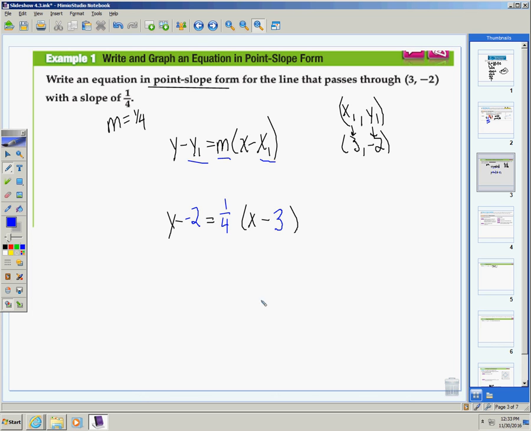The only thing I would say to do is simplify this y minus negative 2. Subtracting a negative is the same thing as adding a positive. So I get y plus 2 equals 1/4 times the quantity x minus 3. And if they just say they want it in point-slope form, you don't have to worry about distributing or solving for a variable. You just leave it as point-slope form.